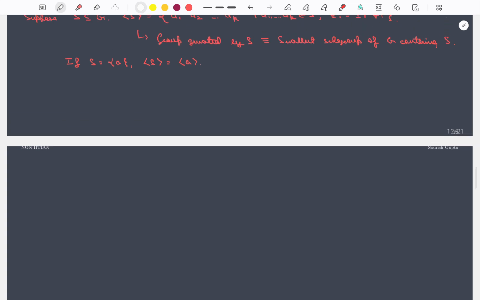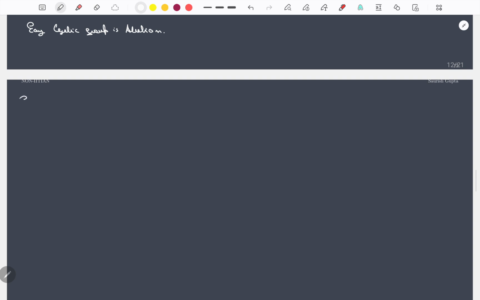Now it is quite easy to observe that every cyclic group is abelian, right? So every cyclic group is abelian. This is quite clear from the definition itself. Okay, examples we were discussing in the previous lecture itself, that is Z is a cyclic group. A non-example would be Q is not a cyclic group.